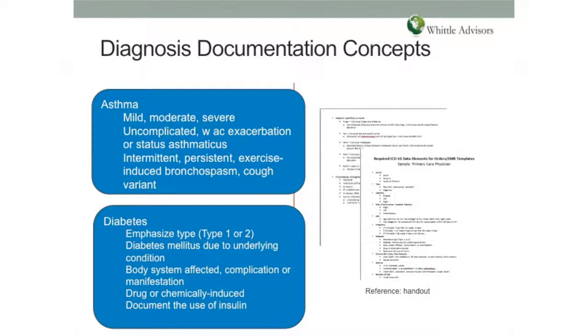For diabetes, you'd want to emphasize whether it's type 1 or type 2. You also want to pick up whether it's diabetes mellitus due to underlying conditions. Don't forget to document which body systems are affected, whether it's a complication or a manifestation, whether it's drug or chemically induced, and then certainly document the use of insulin. Now, when you think about these details today, are you already capturing this level of detail?